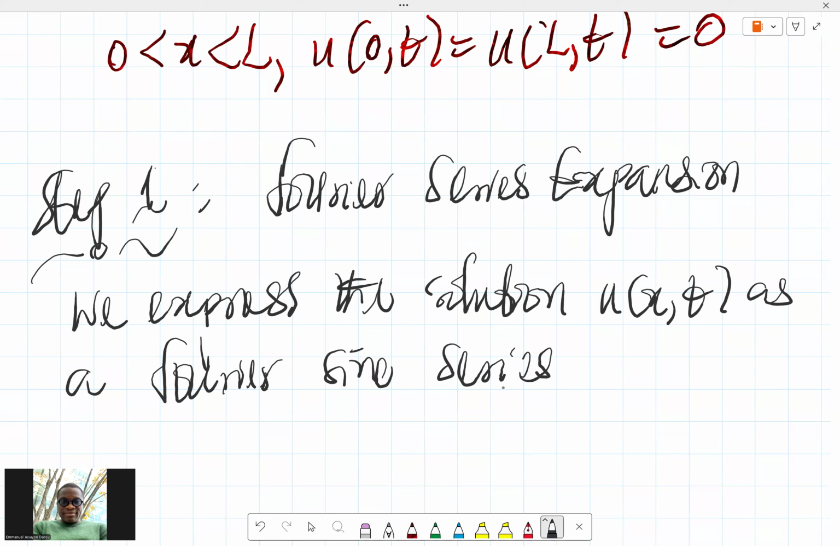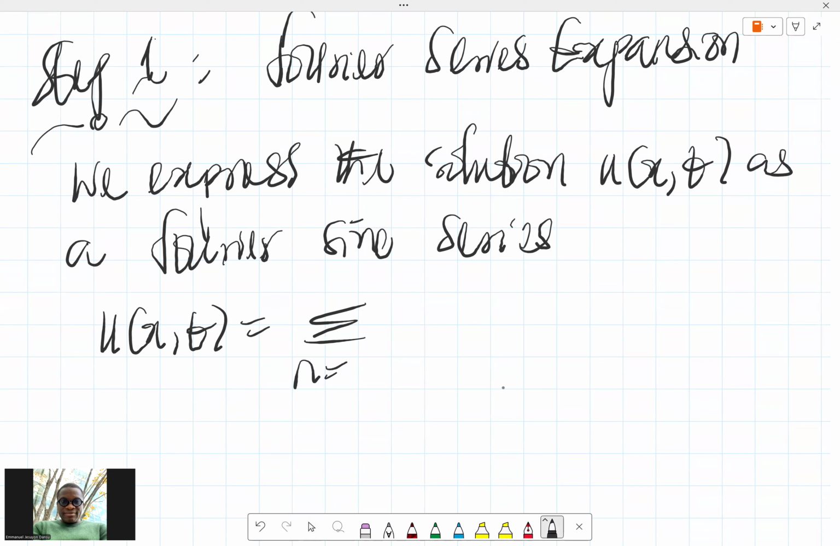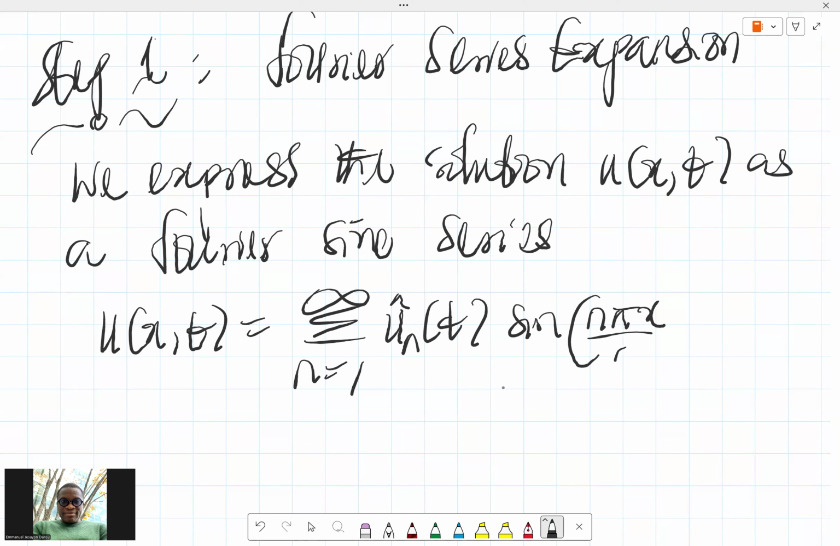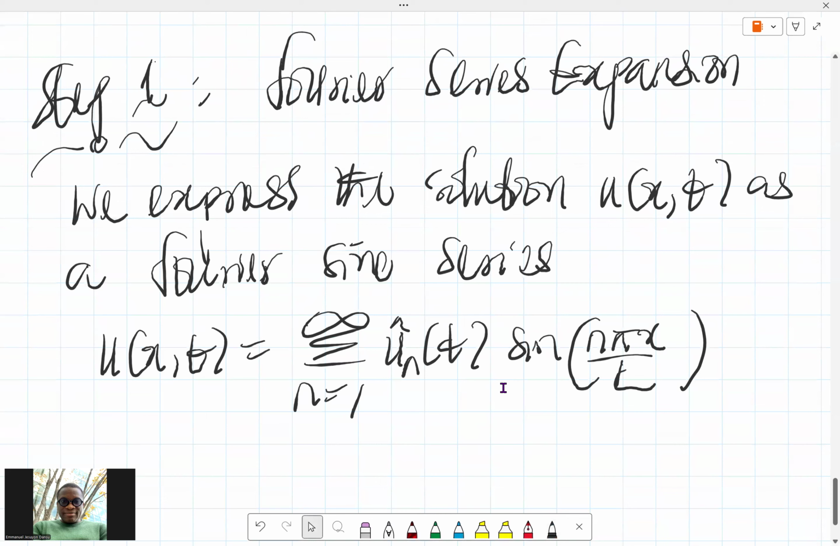I have a playlist on Fourier series, so you want to check that out in case this is new to you. As a Fourier sine series, u(x,t) equals the summation from n equals 1 to infinity of u_n(t) sine(n pi x / L), where L is the length of the rod. That's step 1. That's the Fourier series for that.